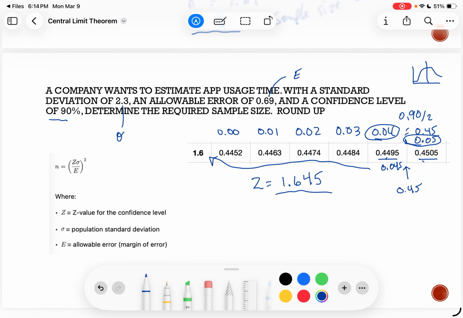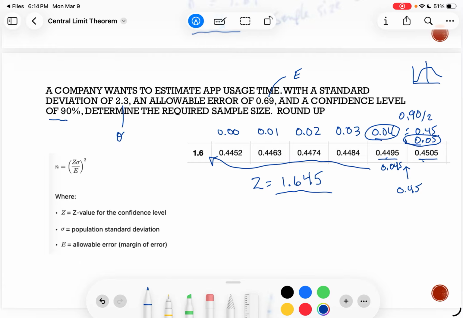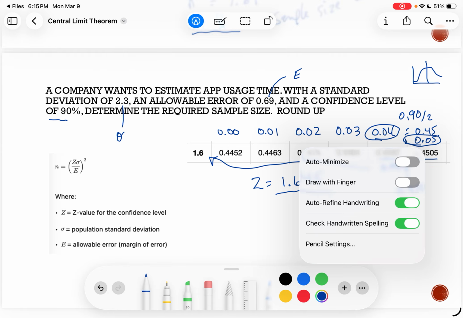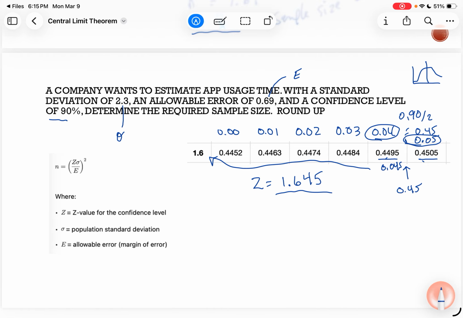Let's go back to the formula. Just hide that. So n equals z, which is 1.645, times the standard deviation 2.3, all over the error of 0.69, squared.